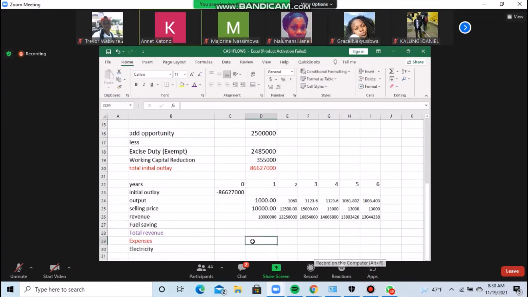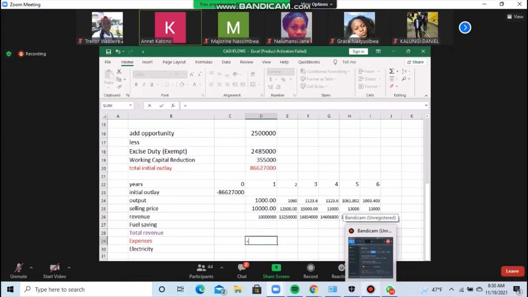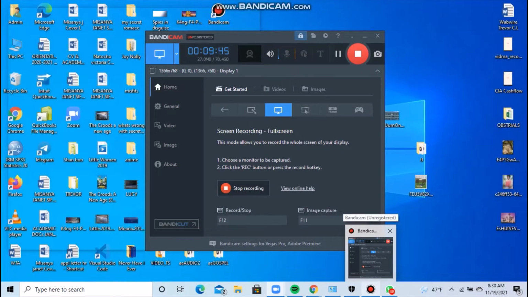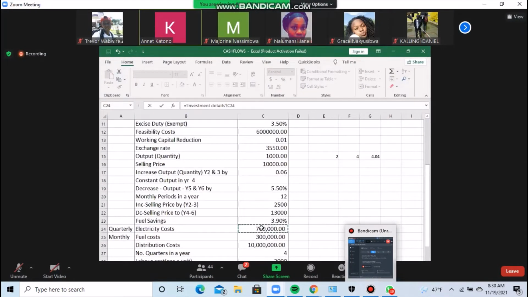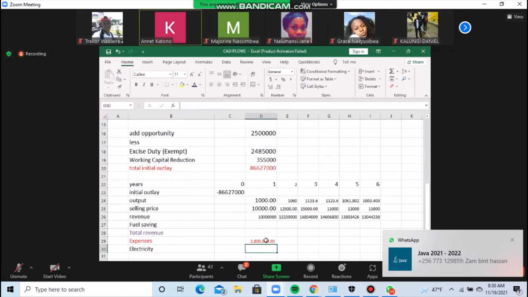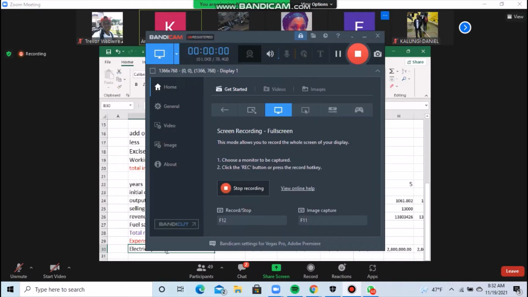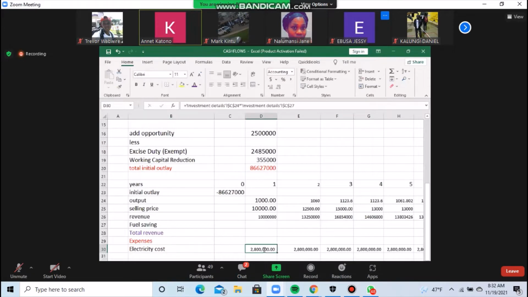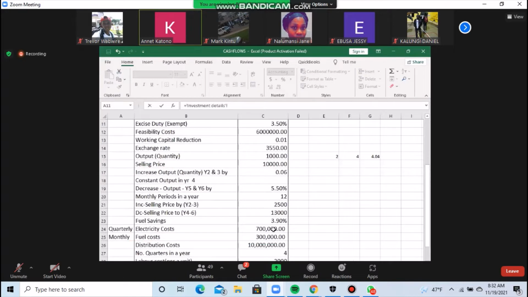In year 1, just put equal sign, go to your investment detail sheet, pick on your 700,000 and multiply it by the number of quarters that you have, that is 4. Enter and get your... Oh, I put it in the wrong electricity cost. You're going to just get equal sign, go to your investment detail, pick on the cost that you have quarterly, that's 700, and multiply it by the number of quarters that you have.